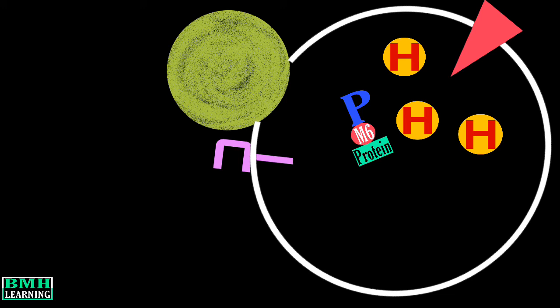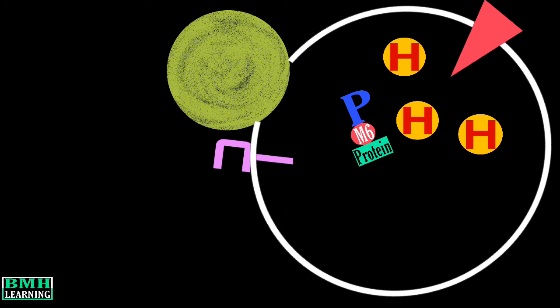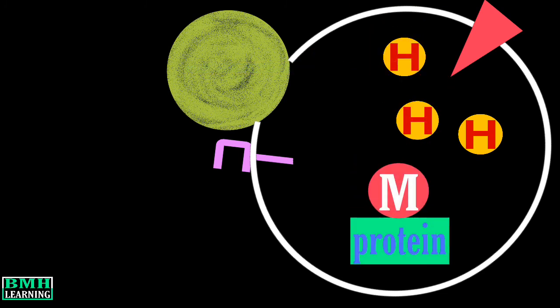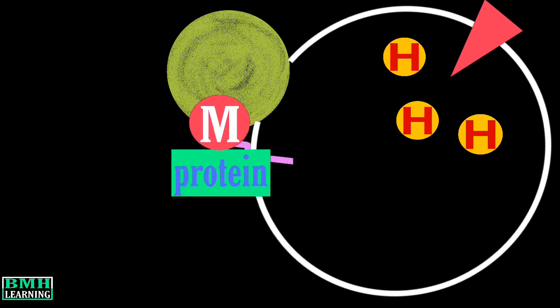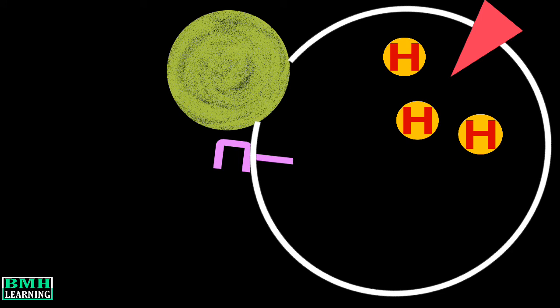Furthermore, in order to eliminate any chances of rebinding, a phosphatase removes the phosphate attached to the mannose. So, what do we end up with? This, the original protein form with which we started the mechanism. Finally, the protein goes to its main destination, the lysosome. So, the protein has completed its journey.